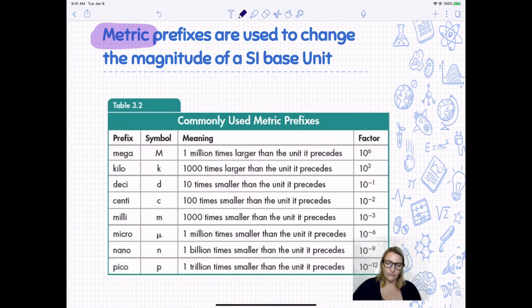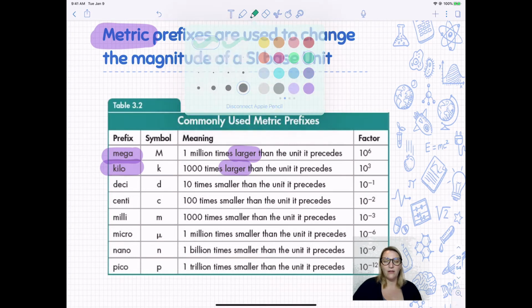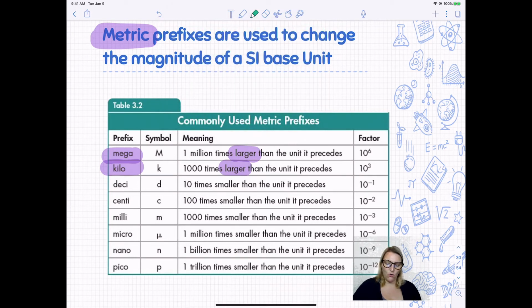In general, you need to know that there are some metric prefixes that make the base unit larger. So for example, mega and kilo, they make our base unit larger than it normally is. So a gram is about the mass of a paper clip, whereas a kilogram is about the mass of a kitten.